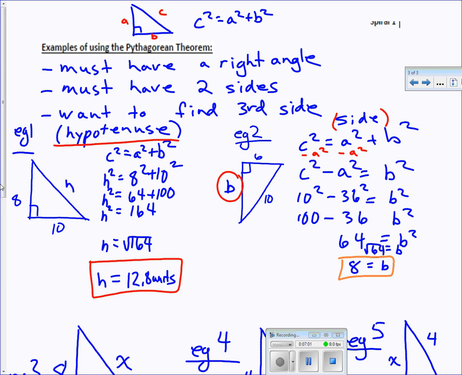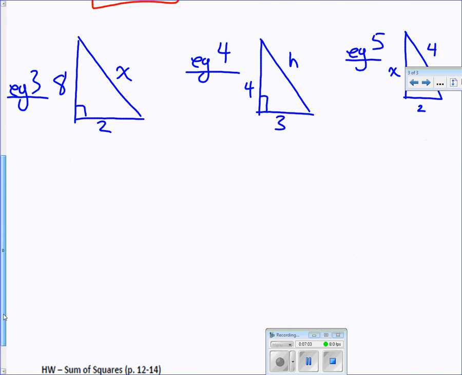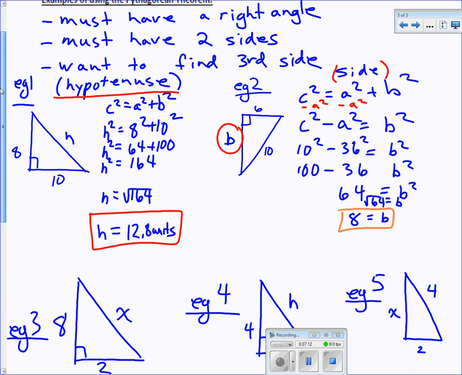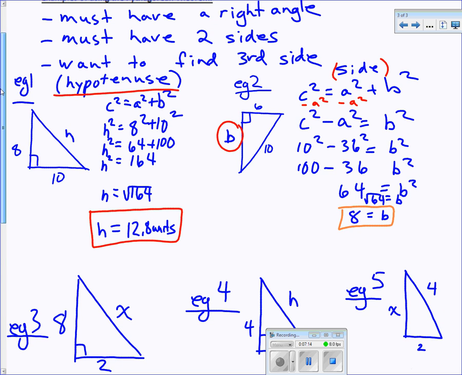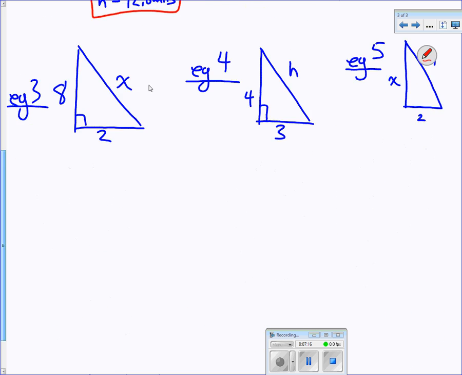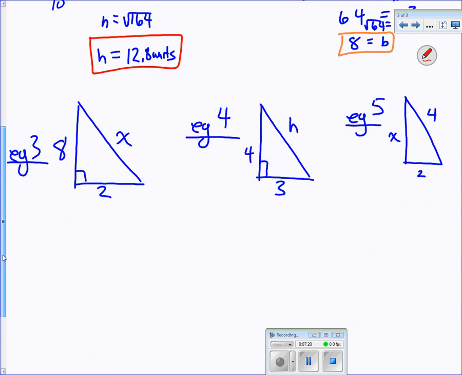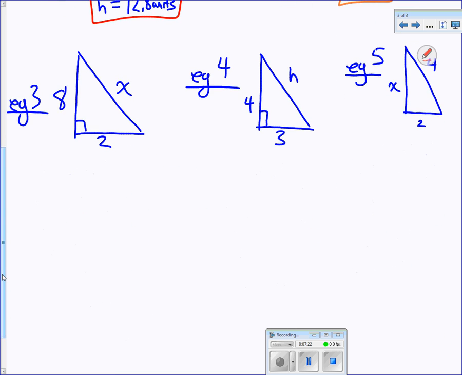So what I want you to do now is copy down these 3 equations here and see if you can solve them using these as examples. Now, pause the video, try them, and then take a look at my answers. Okay, here we go. You've paused, you've done the problems.